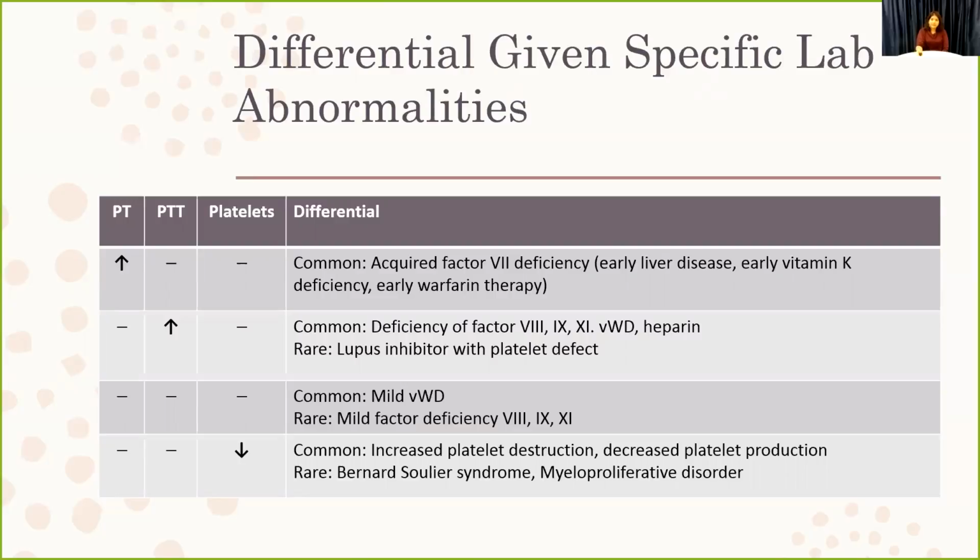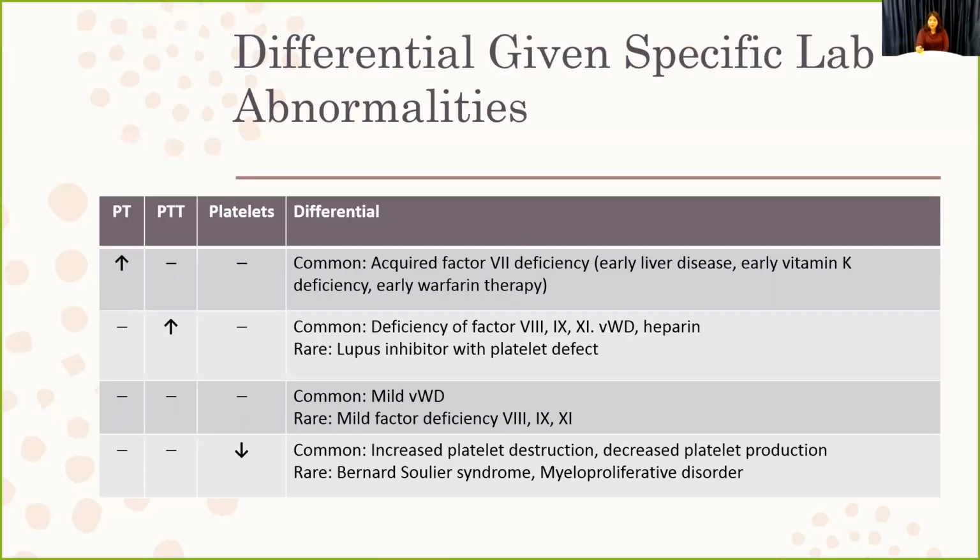If we have an increased PTT, our common things are going to be deficiencies of factor 8, 9, 11. Also, von Willebrand's disease can present like this. Another thing that may present with this as well is lupus inhibitors or antiphospholipid antibody syndrome. However, one important thing to note about that is that if you have a patient who comes in and you're concerned about antiphospholipid antibody syndrome, they're not going to be presenting with bleeding. You're going to be more concerned about clotting, but for some reason they also have an increase in PTT.